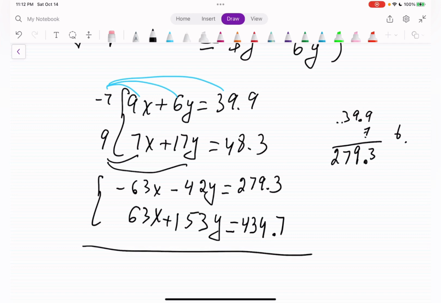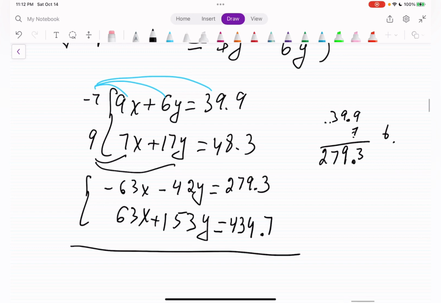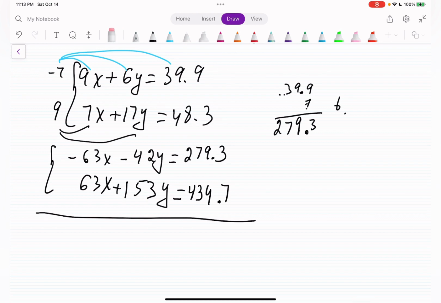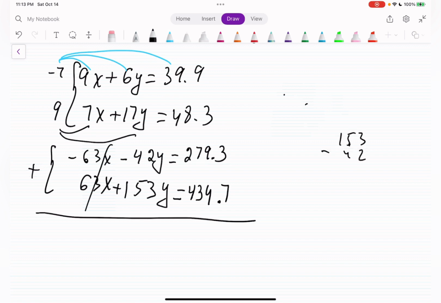Since I have decimals here, should I get rid of decimals? Let's try to solve with decimals and we'll see what we get. So this and this are canceling, plus 63 minus 63, and 153 minus 42 is going to be 111, right? 1, 1, and 1, yes.